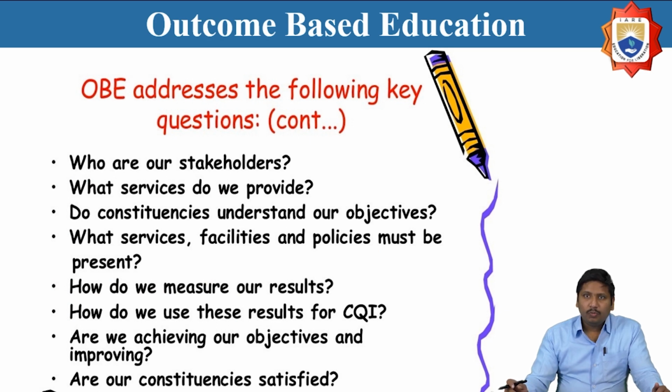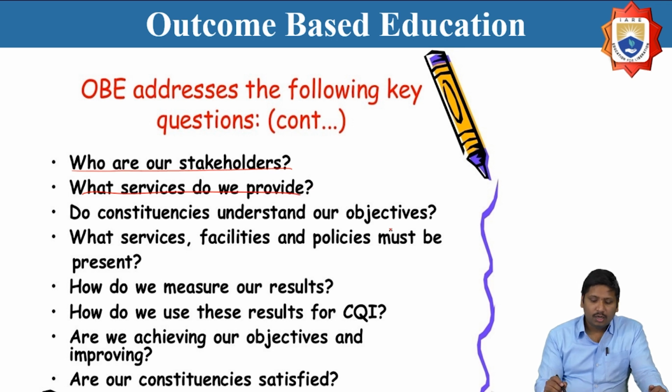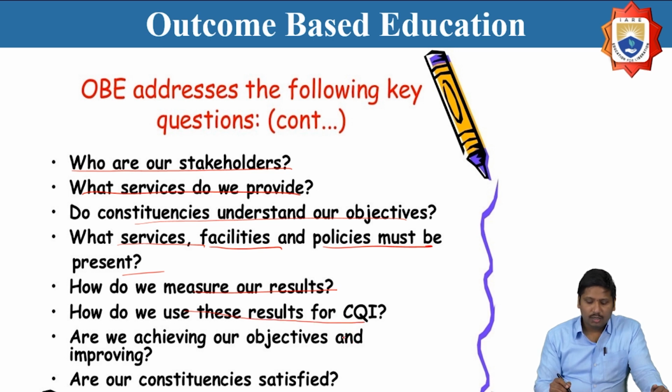Some additional questions that OBE can address are: who are the stakeholders, what services do we provide, do the constituencies understand our objectives, what services, facilities, and policies must be present, how do you measure our results, how do you use these results for CQI, are we achieving our objectives, and are the constituencies satisfied? Okay, so these are the additional questions OBE addresses, and how we are going to measure our results, use them for CQI, achieve our objectives, and improve constituency satisfaction.